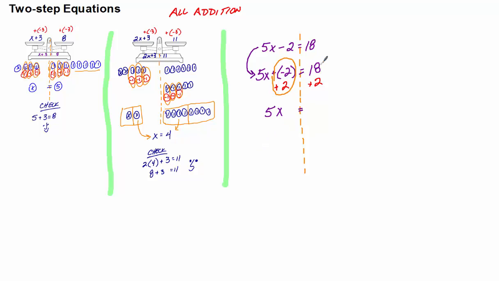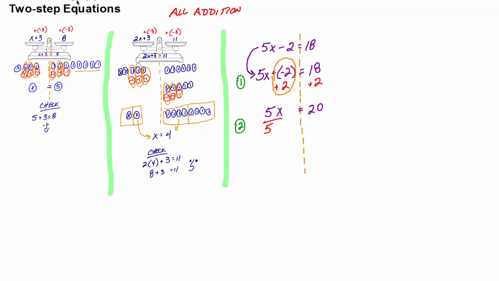On the right side, we have 18 plus 2. We get 20. And now we're ready for step 2. Remember, this is a 2-step equation. That was step 1. Here comes step 2. The second step is get x alone by dividing by 5.